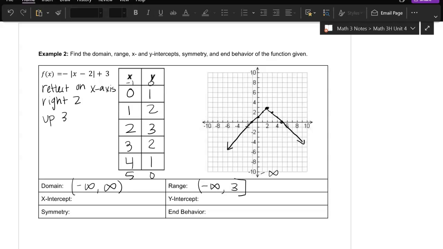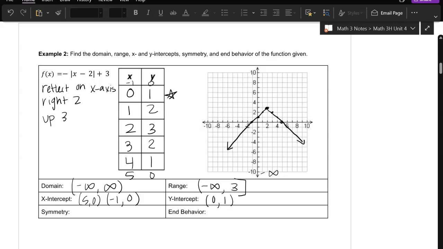X-intercepts, from plugging in points or from looking at where it crosses, is going to be 5, 0, and -1, 0. Our y-intercept, if you follow your graph down, it's going to be that 0, 1. And you can look at that from your table of values as well.